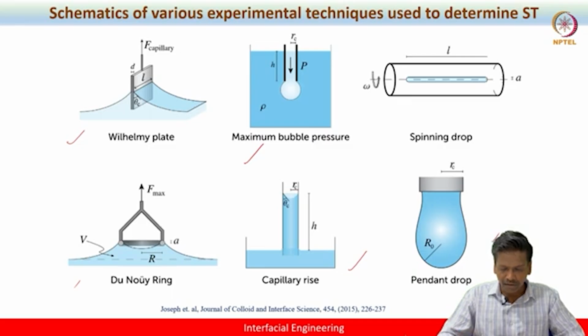Pendant drop and spinning drop are also some of the techniques that are used quite often, depending on the conditions in which we want to measure surface tension or theta. So in today's video lecture, we will look at the working principle of the Wilhelmy plate, capillary rise, and also the maximum bubble pressure.